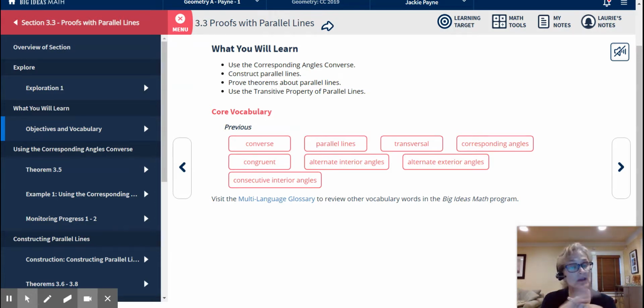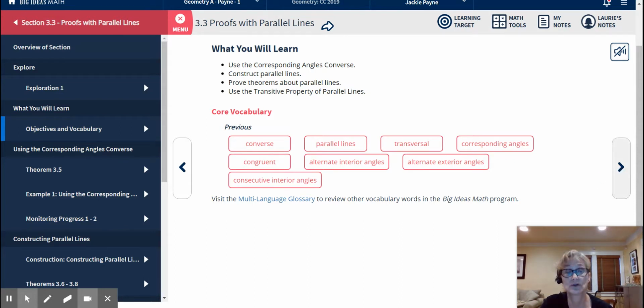So for each one of these, the first four, we've already talked about the conditional statements, and now we'll show how the converse is also true. And then the last one has to do with the transitive property of parallel lines. So we're going to go through these. Again, these vocabulary words are all in your glossary. We've also gone over them, and they're in the Quizlet in Teams. So let's go through the slides that I want to go through since they're already made.